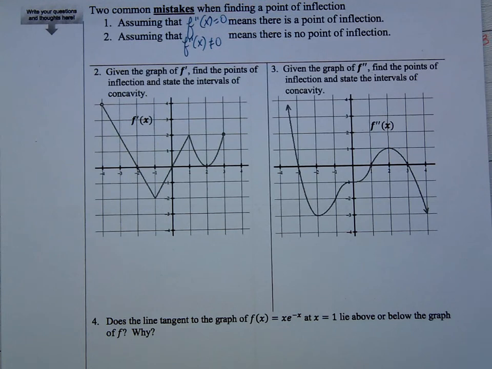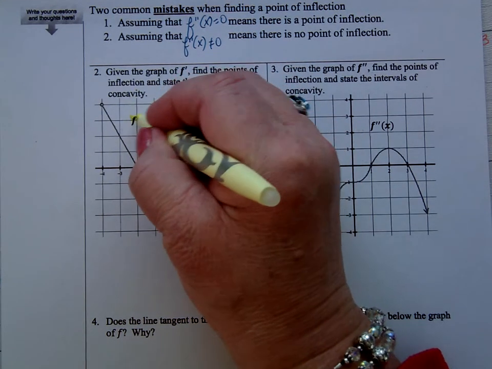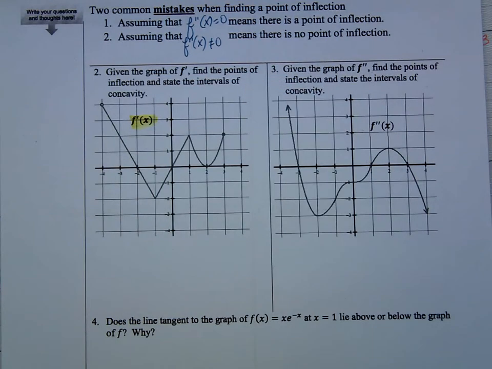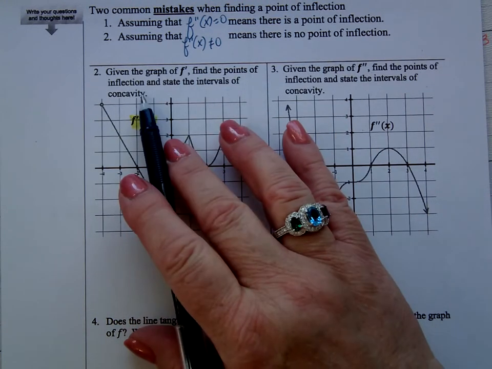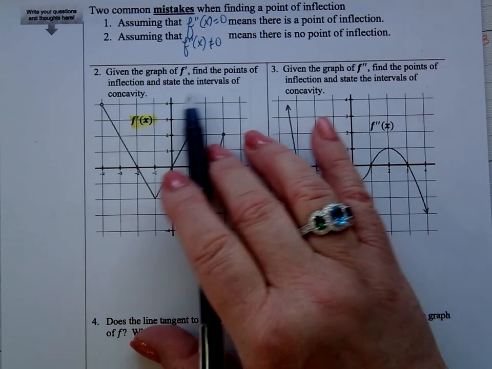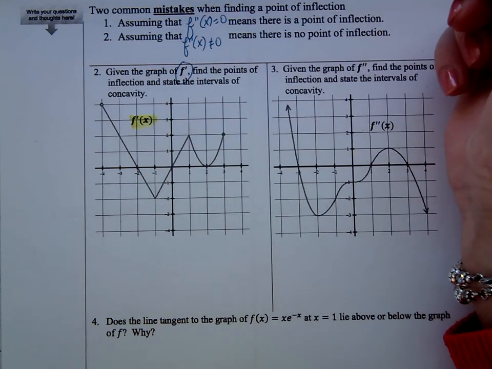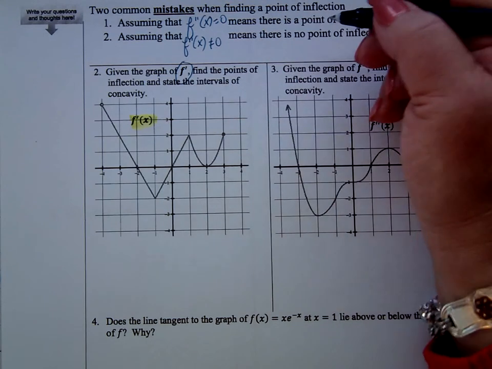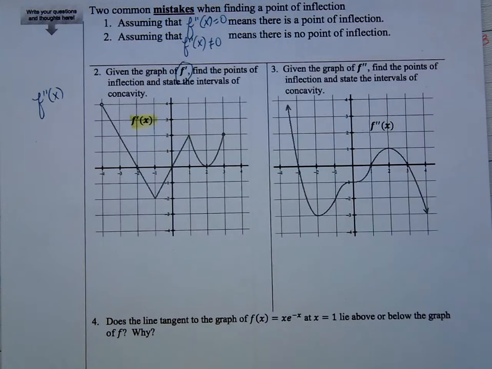So now they're going to give you the graph of the first derivative. It's very important to know what graph you're looking at to answer the question. Here it's the first derivative graph; when we get to number 3, that's the second derivative. Given the graph of the first derivative, find the points of inflection and state the intervals of concavity. They're giving you the first derivative and asking about its derivative. It's all based on the second derivative.